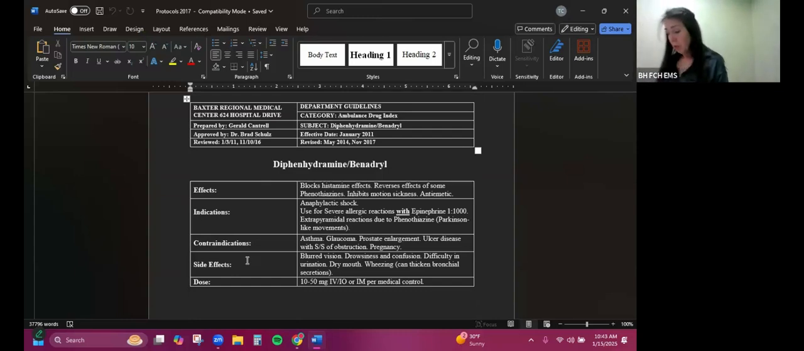Now we are on Benadryl. Benadryl, or diphenhydramine, blocks the histamine effects, inhibits motion sickness, and is an anti-emetic.